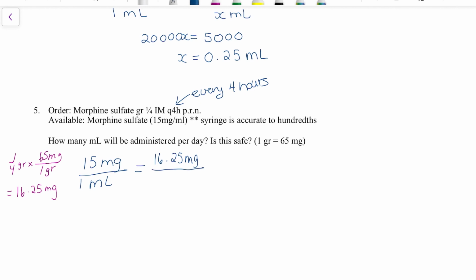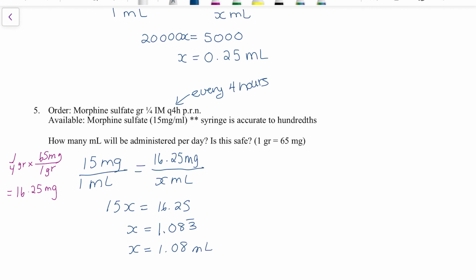So how many milliliters is that? I'm going to cross multiply and divide, and I get 1.083 repeated. Now our syringe is accurate to hundredths, so I need to round this to 1.08 milliliters.